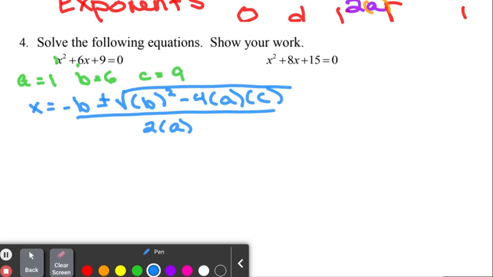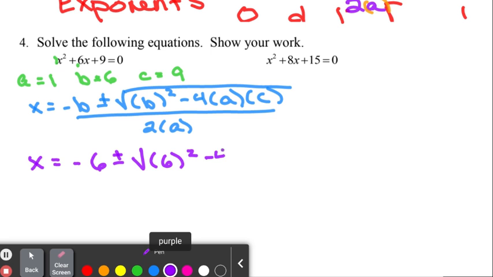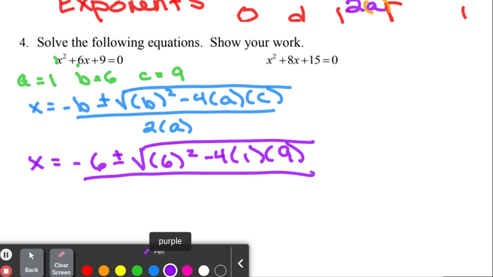Okay, so I wrote my equation. Now I'm going to substitute my numbers, just like we did on the previous page when we evaluated. So x equals negative 6 plus or minus the square root of 6 squared minus 4 times a times c, all over 2 times 1.